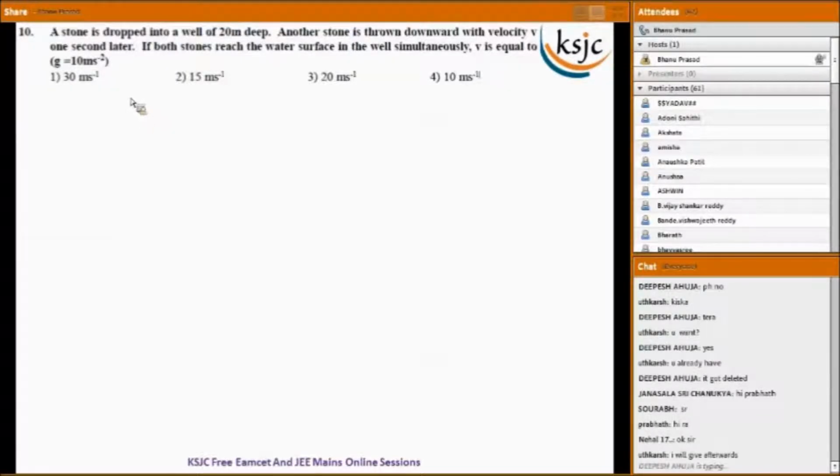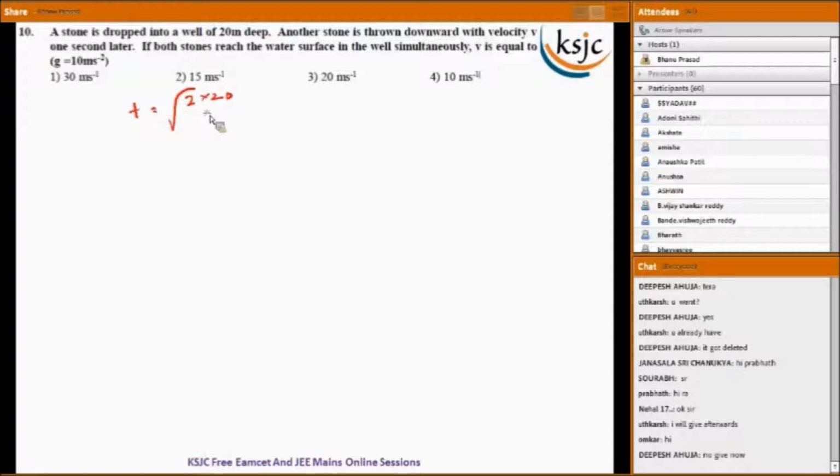First, let's calculate how much time it takes for a freely falling body to reach the water. t equals root over 2 into 20 by 10, which leads to 2 seconds, which means that for the second body which has been thrown downwards, the time taken to travel the same 20 meters will be 1 second.